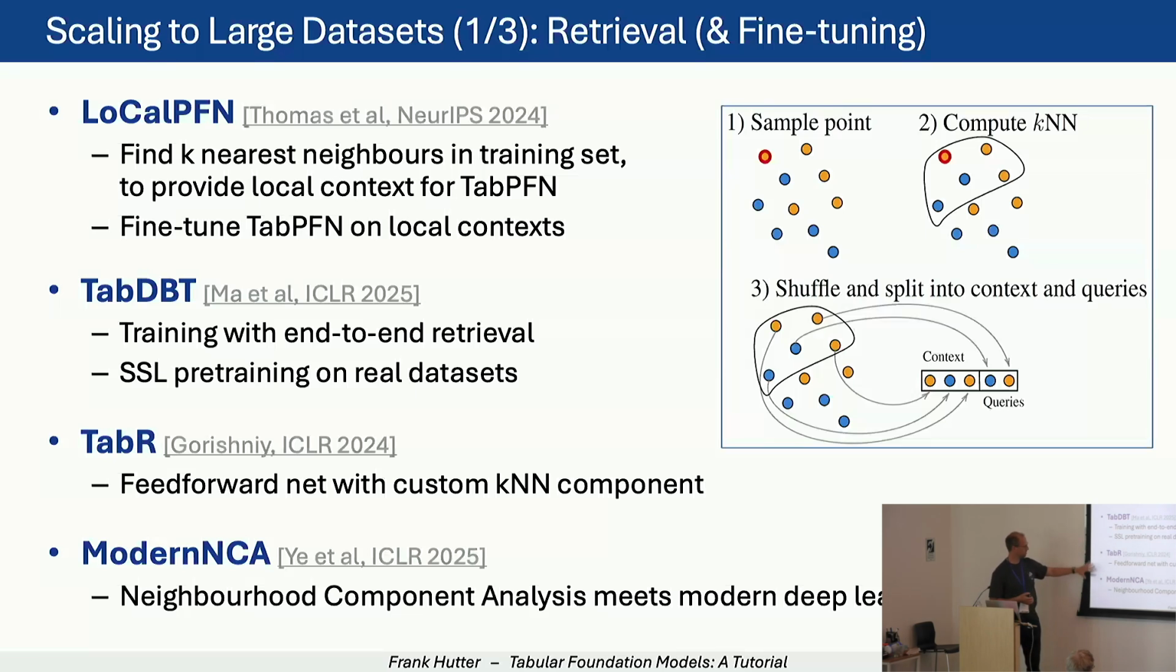Then there's some non-foundation model works that are also sort of retrieval-like. So TabR basically had this feed-forward net with a custom KNN component, modern NCA, sort of a neighborhood component analysis in a neural network. So there is still a lot of work in traditional deep learning, not foundation models, that is also quite strong. We'll see that that can be ensembled.